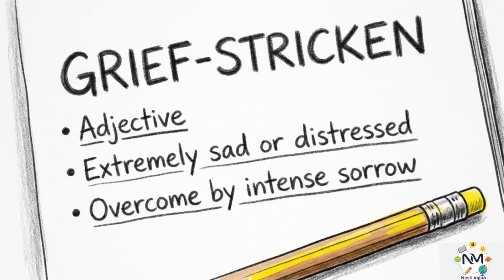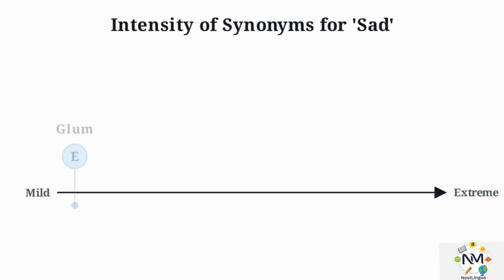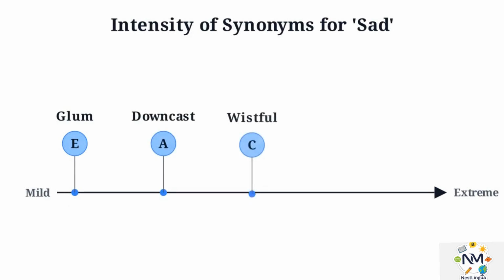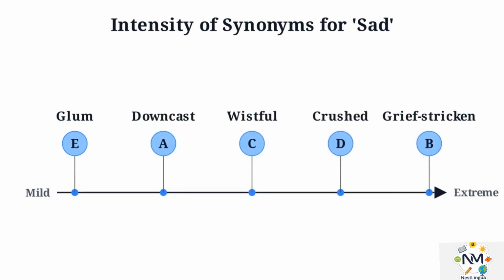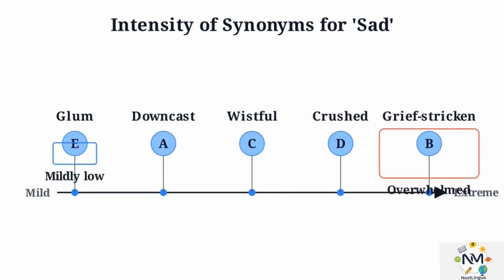Breaking down unfamiliar words this way is how you move from just knowing a word to actually being able to use it accurately. Here is the order: E, glum; A, downcast; C, wistful; D, crushed; and B, grief-stricken. Notice the ends. Glum is mildly low, while grief-stricken is overwhelmed by sorrow.